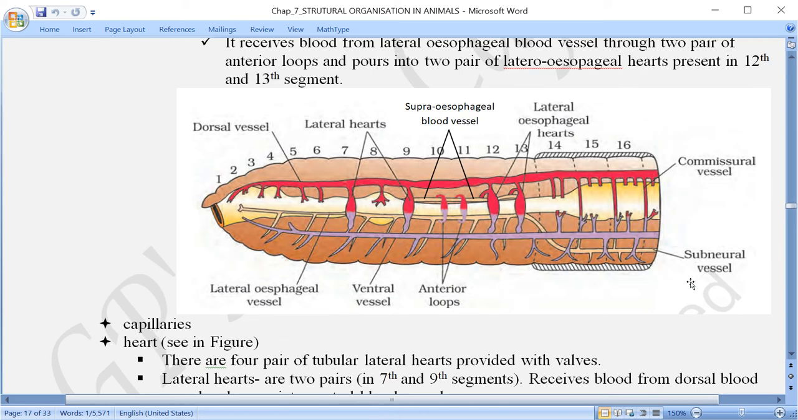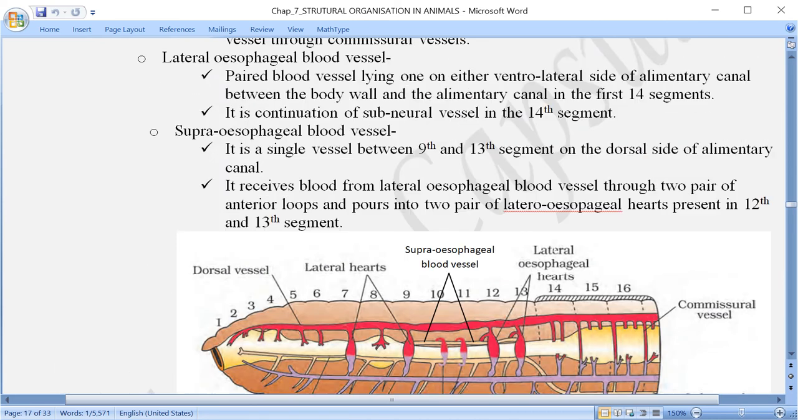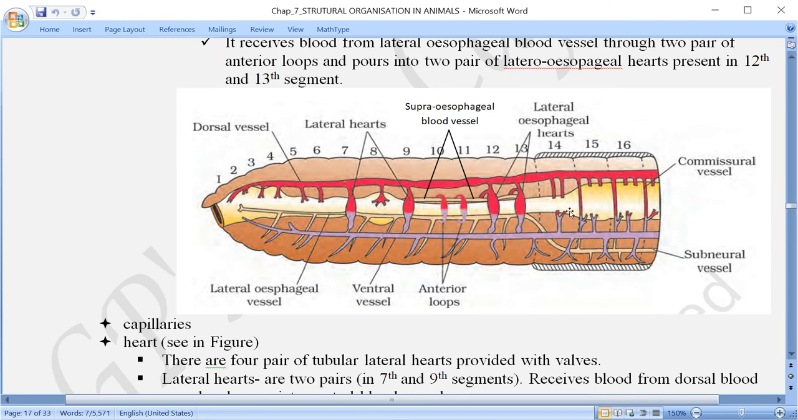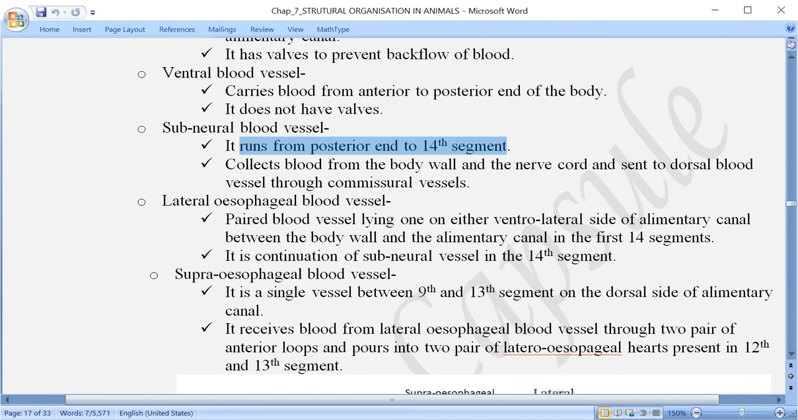The third one you can see over here is the subneural vessel. This runs from the posterior end to the 14th segment. It comes in till the 14th segment, till here. And then what you can see in the front part, anterior to the 14th segment, is the lateral esophageal vessel. This is actually a continuation of the subneural vessel.